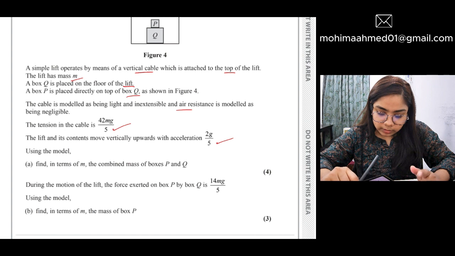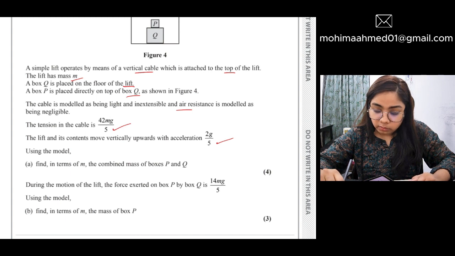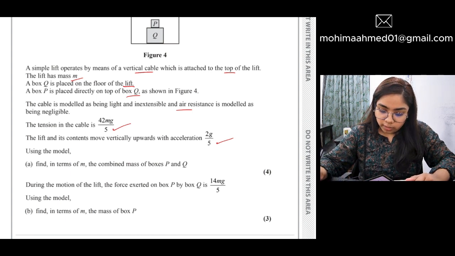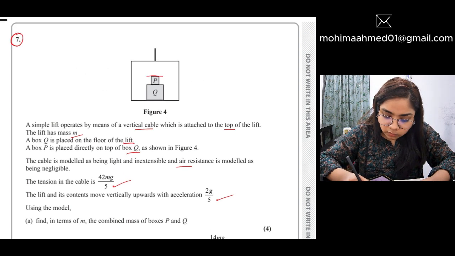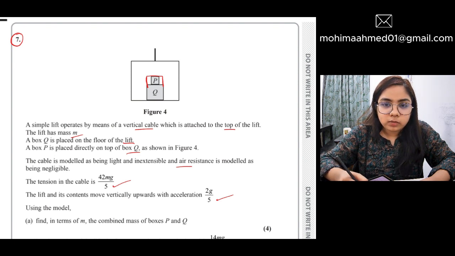The lift itself has a mass of m over here, and acceleration was given, tension was given, and combined masses of P and Q, right? Combined masses of P and Q means that we are not thinking of P and Q as two separate items. They're rather considered as one item over here. So I'll just remodify the diagram, and for P and Q, I'll consider their mass to be capital M.